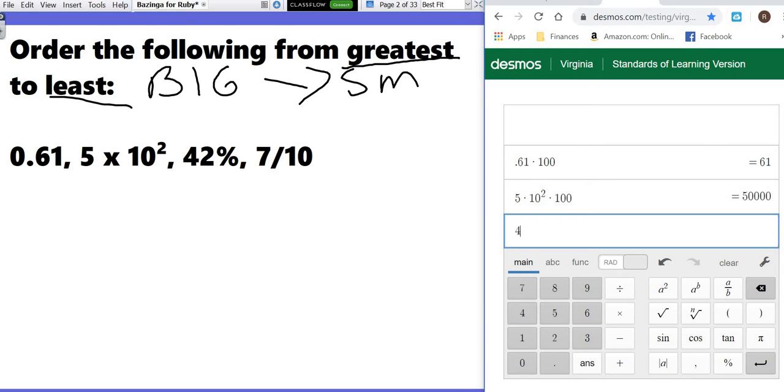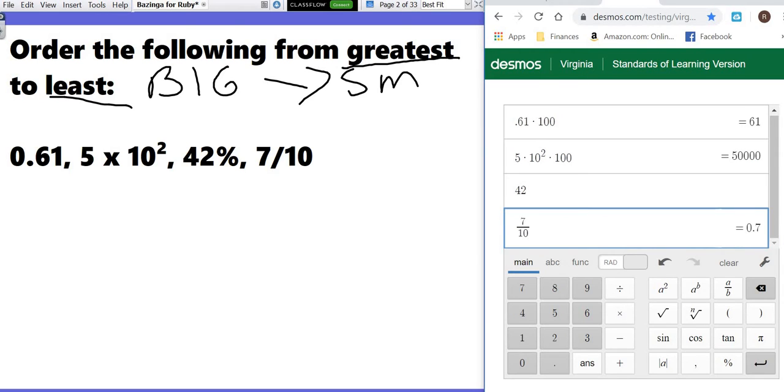The next one is already a percent, so I'm just going to put it in my calculator so I don't forget about it. 42%. And finally, 7 divided by 10. And we have to multiply that by 100 to make it 70%.